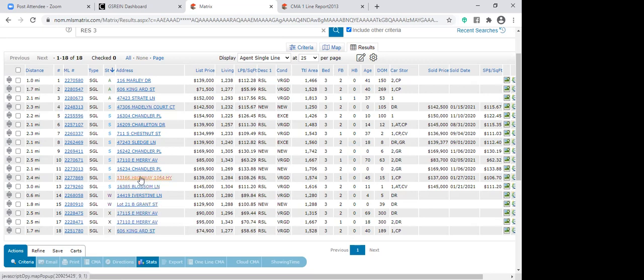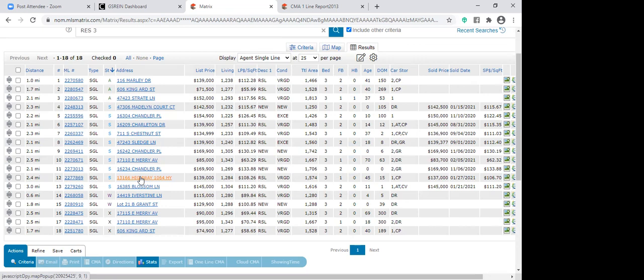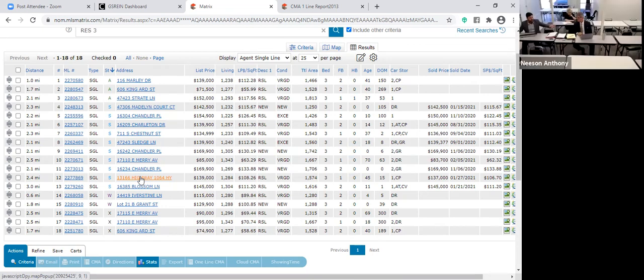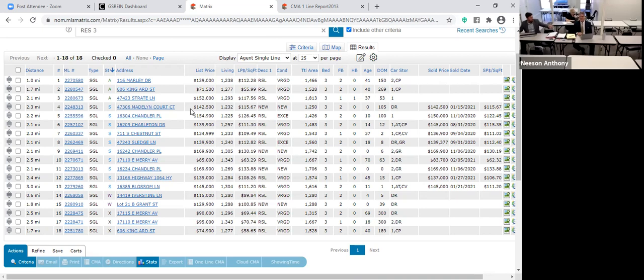Apples to apples. I'm trying to get as apples to apples as I can. I want a big enough net to get enough things to look at, but then I got to start narrowing it down. Because if you show up to me and say, hey, Anthony, this 4-bedroom, 2-bath home is comparable to this 3-bedroom, 1-bath, I'm going to look at you like you're an idiot, right? It's got an extra bedroom. It's got an extra bath.